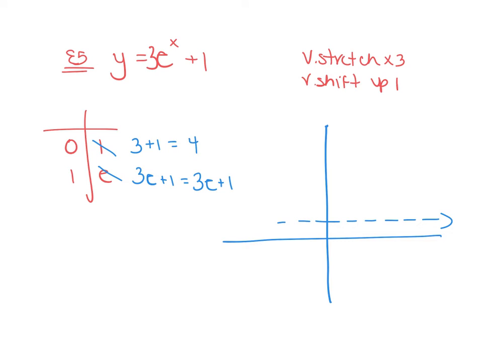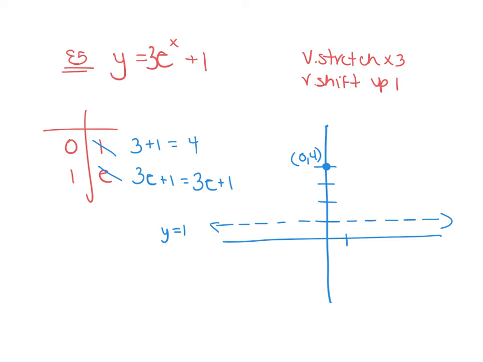So when you go to graph this, this plus 1 means that we're going to have a horizontal asymptote at y equals 1, because that's going to shift up as well. And then instead of the point (0, 1), you have that vertical stretch times 3, which would put it at (0, 3), but then shifted up 1 unit.